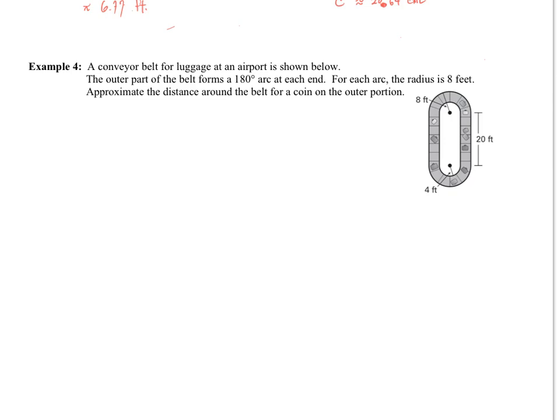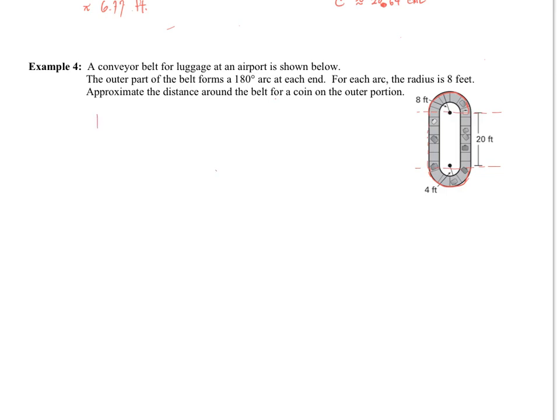Example 4. A conveyor belt for luggage at an airport is shown below. The outer part of the belt forms a 180 degree arc at each end. For each arc, the radius is 8 feet. Approximate the distance around the belt for a coin on the outer portion. So we want to look at the outer section of the belt.